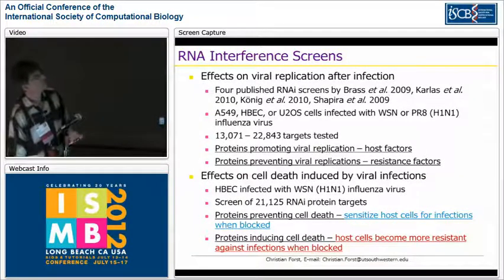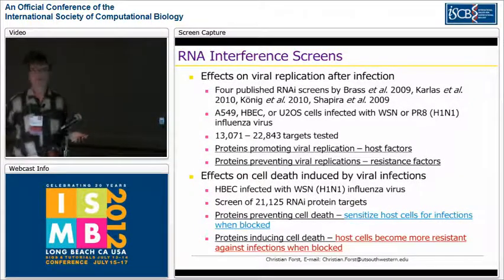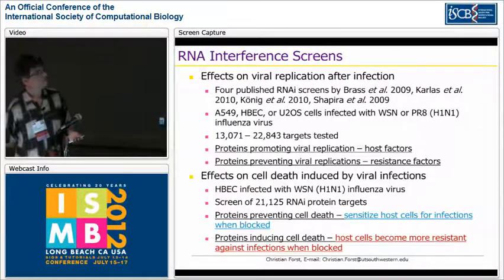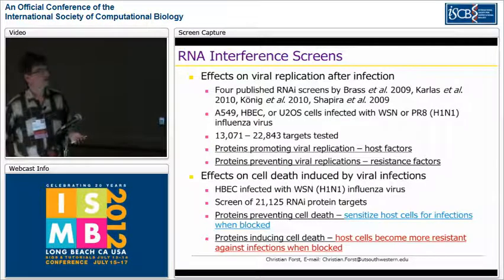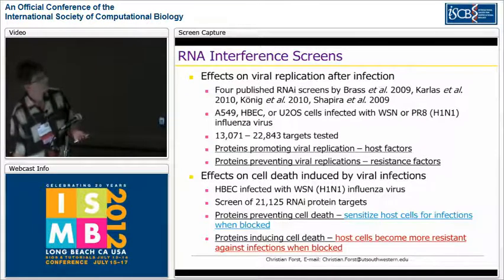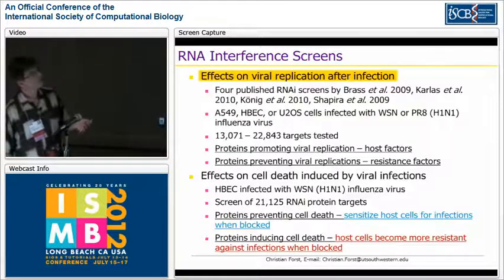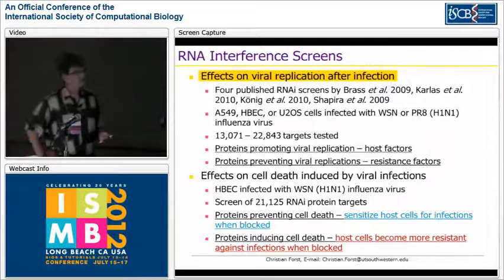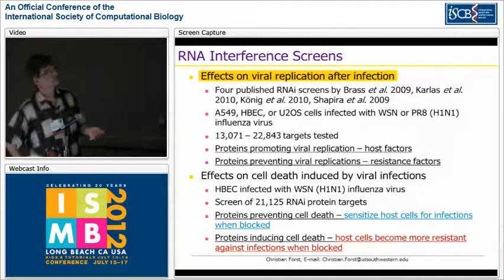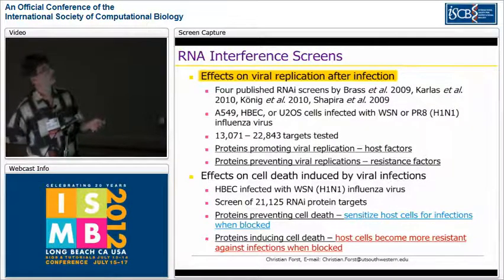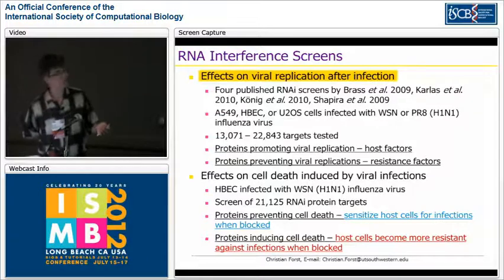The one aspect is we're looking at RNA interference screens. And RNA interference, as I just briefly mentioned, is a method to screen and subsequently knock out genes in a host cell. And that has been done in one aspect, looking at the viral replication after infection. There were particularly four papers published in 2009-2010 by Brass, Karlas, Konig, and Shapira, and they looked completely at the host factors for viral replication.